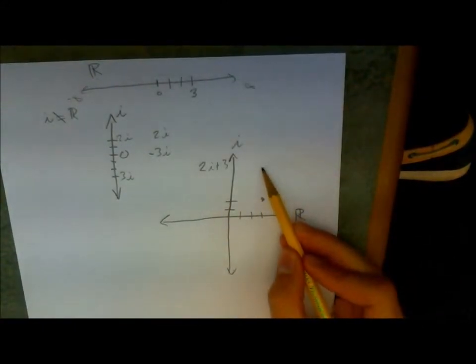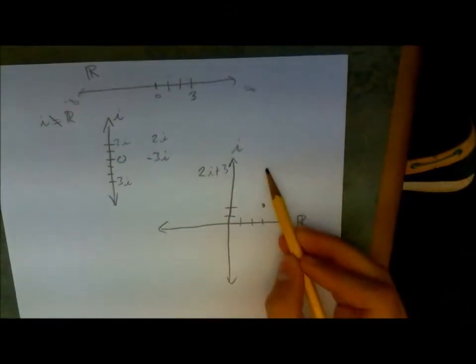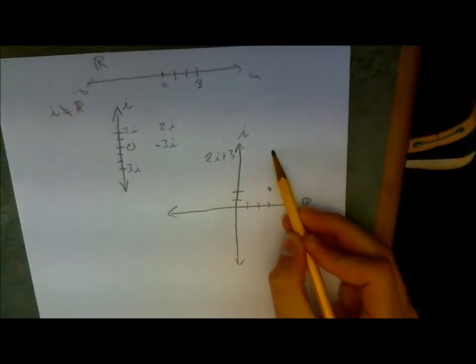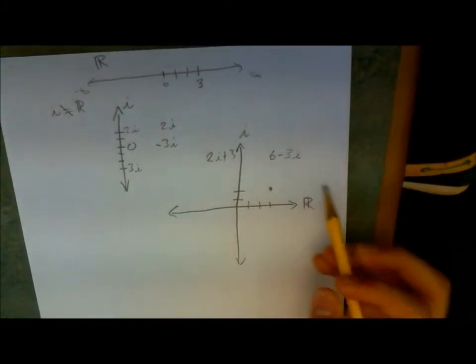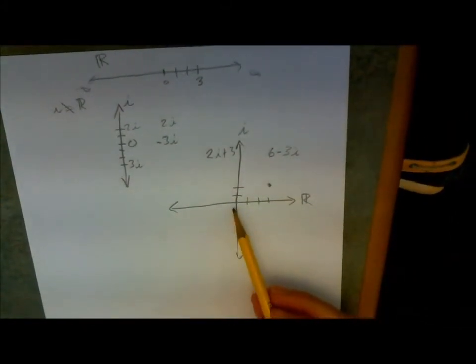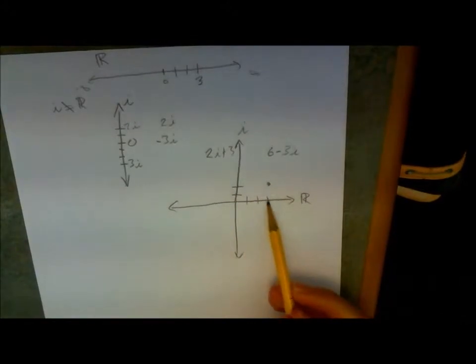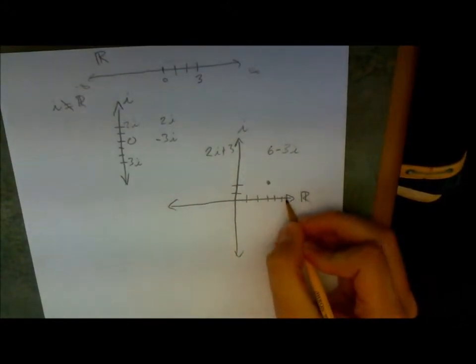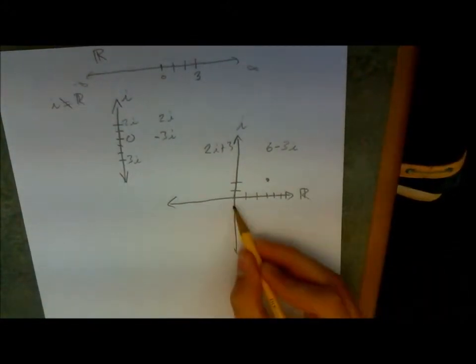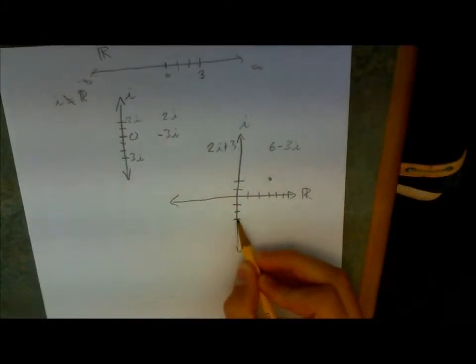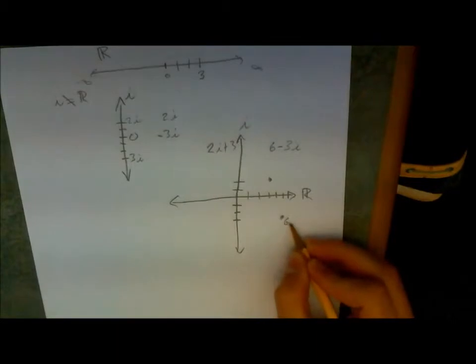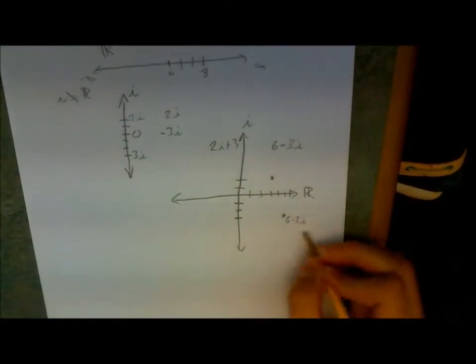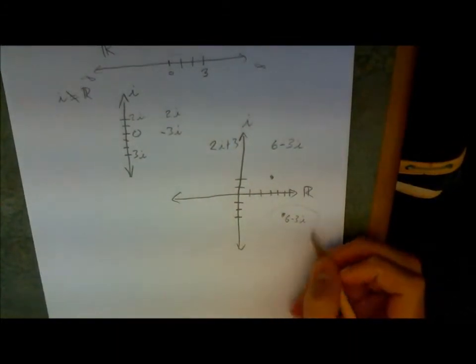Graphing something like 6 minus 3i. You'd go 6 across the real number line, 1, 2, 3, 4, 5, 6, and then down 3i, 1, 2, 3. So this would be where 6 minus 3i would be graphed on this plane.